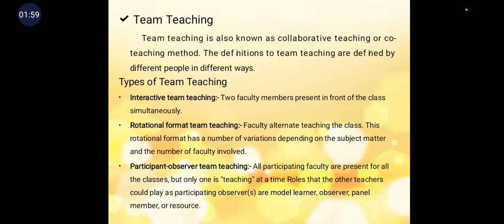Team teaching. Team teaching is also known as collaborative teaching or the co-teaching method. The definitions of team teaching are defined by different people in different ways. Types of team teaching. Interactive team teaching: two faculty members present in front of the class simultaneously. Rotational format team teaching: faculty alternate teaching the class. This rotational format has a number of variations depending on the subject matter and the number of faculty involved. Participant observer team teaching: all participating faculty are present for all the classes, but only one is teaching at a time. Roles that the other teachers could play are participant observer or model learner, observer, panel member, or resource.